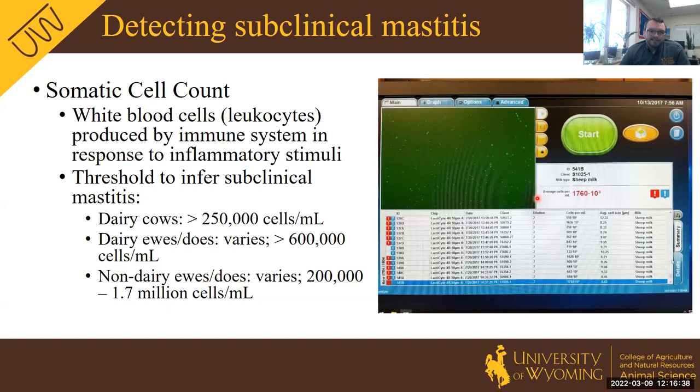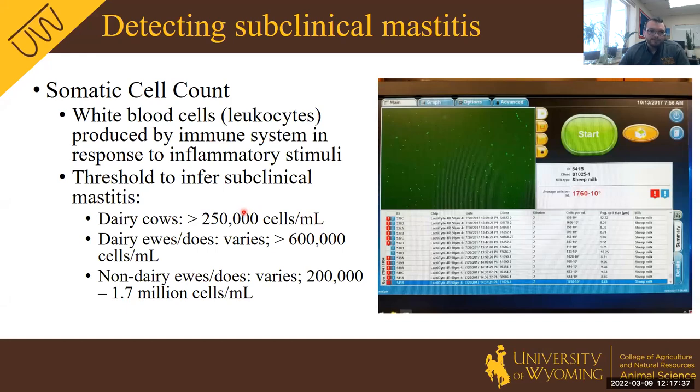The next tool in our toolbox we have to detect subclinical mastitis is using somatic cell count. Somatic cells found in milk are white blood cells or leukocytes produced by the immune system in response to inflammatory stimuli that are important for host defense to recognize, ingest, and destroy these pathogenic bacteria. These somatic cells are primarily leukocytes, specifically neutrophils, macrophages, and lymphocytes. They can be counted fairly easily, and elevated counts can indicate infection. So for those of us familiar with the dairy industry, dairy cows have a somatic cell count threshold to infer subclinical mastitis of about 250,000 cells per milliliter. So greater than 250,000 cells per milliliter can indicate that that cow has subclinical mastitis. So this makes some sense because these white blood cells, these immune cells, really increase their numbers because there's some sort of bacterial infection.